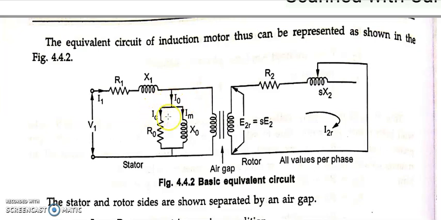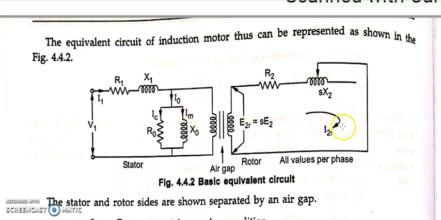So I0 again splits up into IC as well as IM, and what is IC? IC is the core current, and IM is the magnetizing current. Whatever IC is there is utilized to supply the core losses, and whatever IM is there is utilized for the excitation of the circuit.